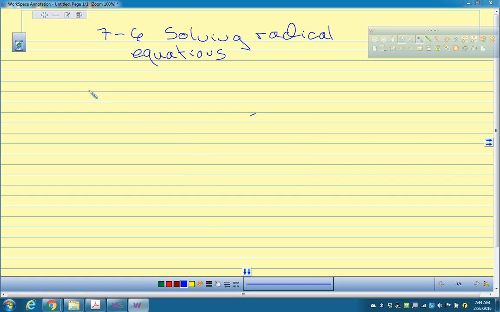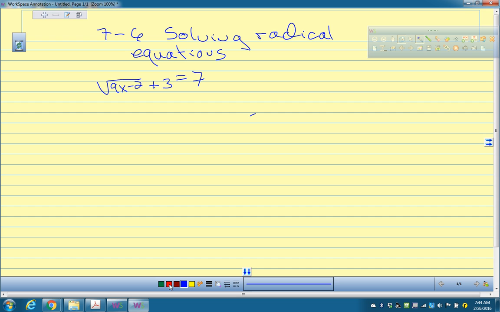Okay? So, solving radical equations. If you see something like this, I would write down some examples in your notes, and then I'll have you try one. If you see something like this, anyone know how to solve this? Subtract 3. So the first thing that you want to do is isolate the radical expression.